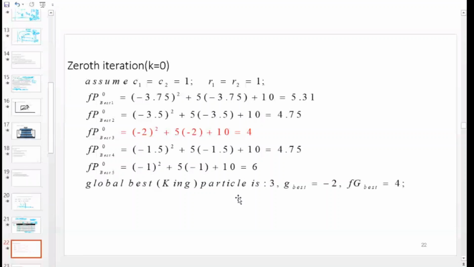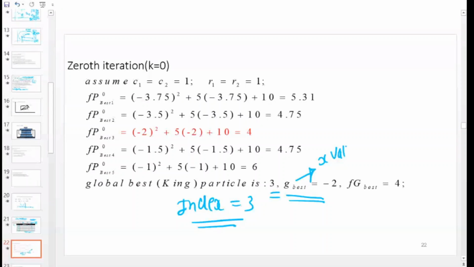So I will call this the third particle's index. Index means roll number. The roll number of the king particle is what? Index is 3. Roll number is 3. What is the x value corresponding to the global best particle? The x value is minus 2. So g best means the x value of the global best particle.